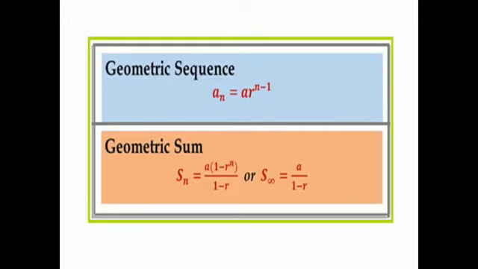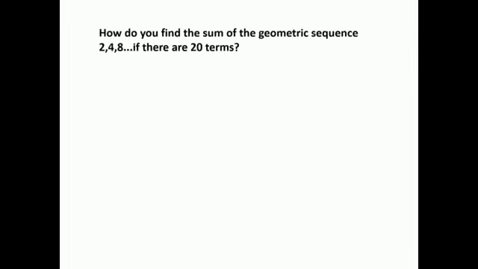For a geometric sequence, the nth term is an equals a times r power n minus 1, and the sum of series Sn is equal to a times 1 minus r power n, divided by 1 minus r. The second part we will discuss in the next class. So this is the formula. We are applying the formula to find the sum. Okay, we can start with the examples.